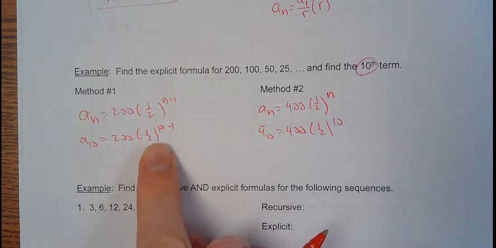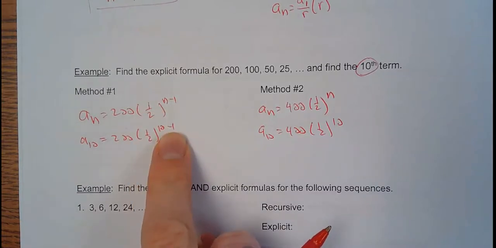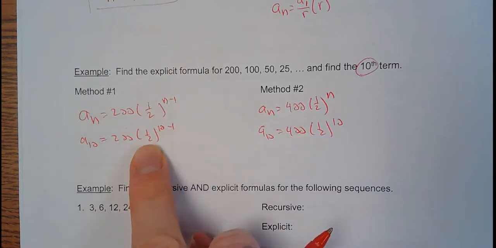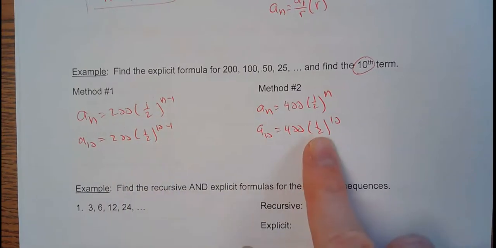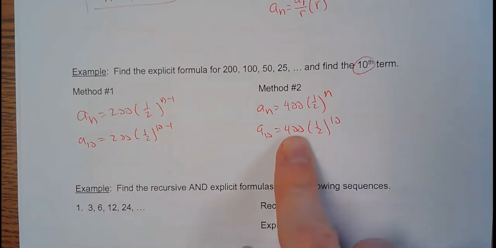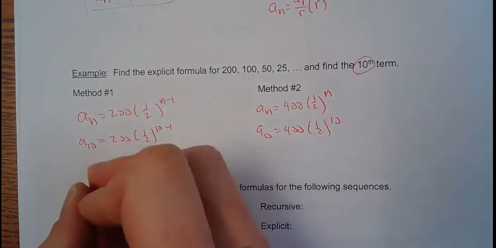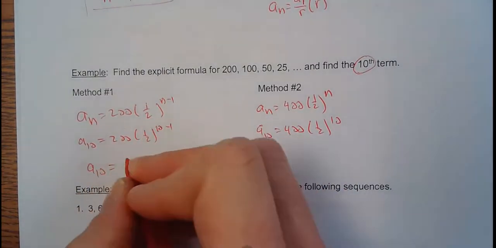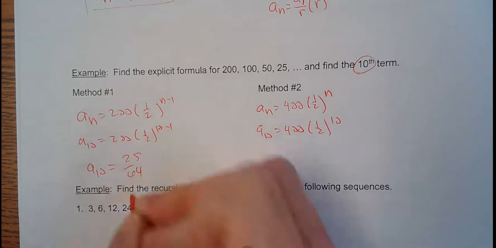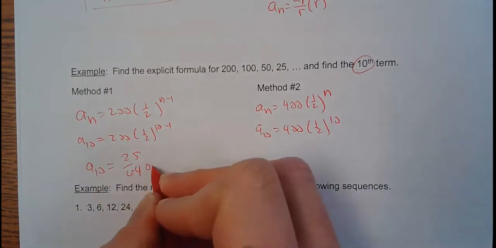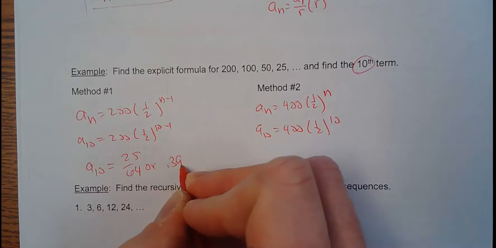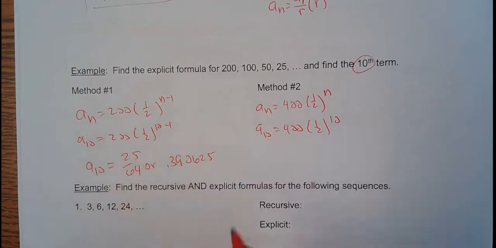So if I took this to the 9th power, that means I'm multiplying by a half one less time. Here I'm multiplying by half one more time. Well, half of 400 is 200, and that's what gets you to here. So either way, when you type this into the calculator, it doesn't matter which way you do it, you're going to get 25/64. Well, the calculator is going to tell you 0.390625.